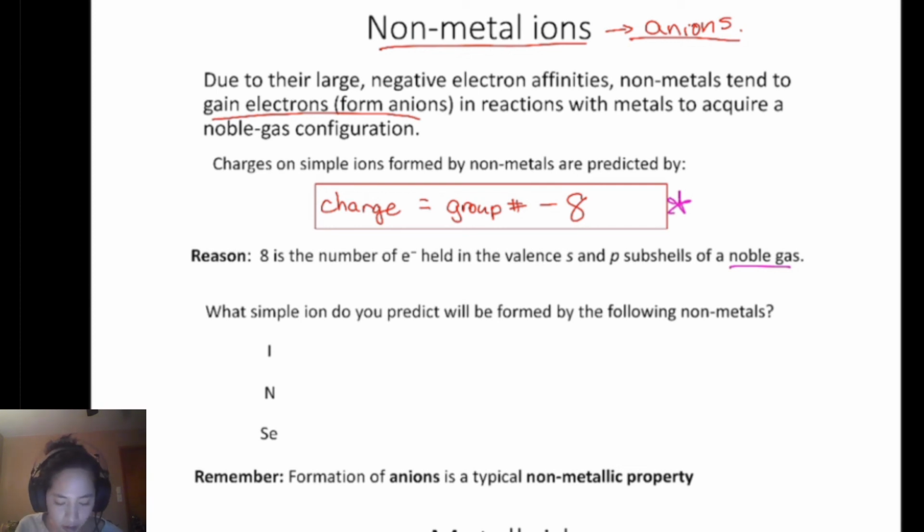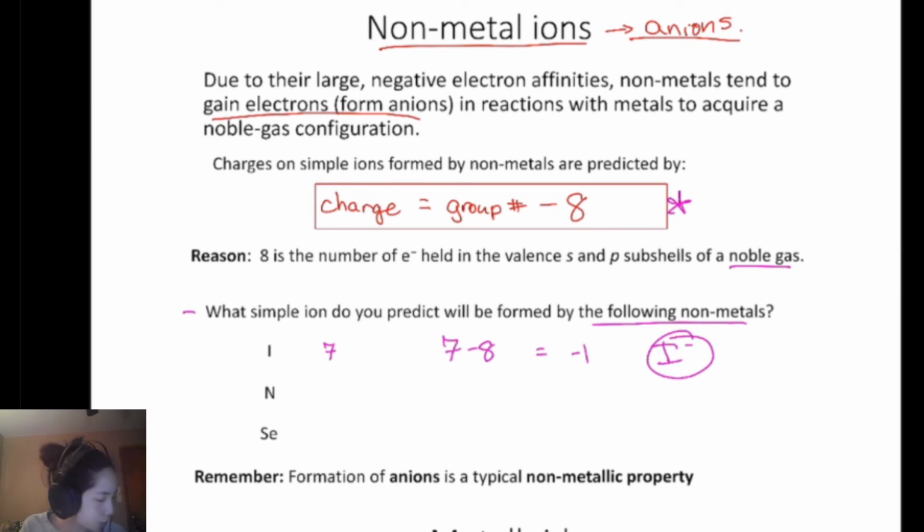So let's do some examples. What ions do you predict will be formed with the following nonmetals? For iodine, or I, if we use the formula here, iodine is group 7. So 7 minus 8 equals -1, so we will produce an I minus anion. Nitrogen is group 5. So 5 minus 8 equals -3. So nitrogen, if it were to form a simple anion, would be N 3 minus.